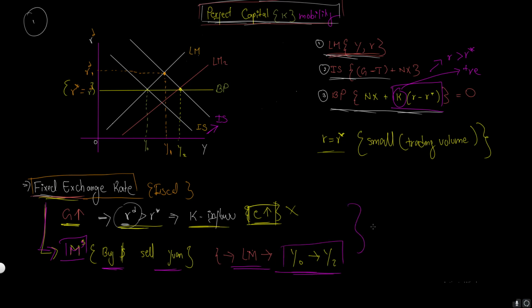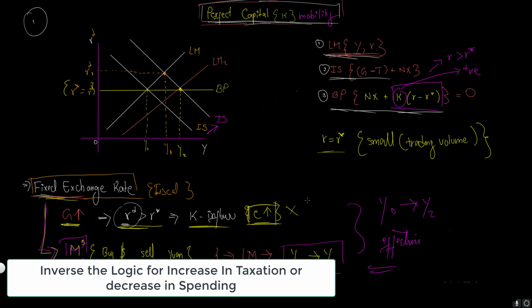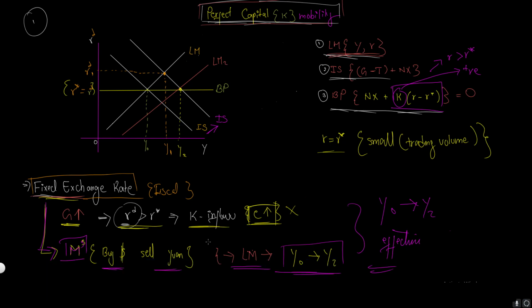So the overall effect is that we see that the income goes from Y0 to Y2, and for this reason we say that this is a very effective government policy, given that we have a fixed exchange rate system. And you can look at it vice versa. What if the government tries to increase its taxation? Whatever we have discussed over here, essentially we are going to inverse it.